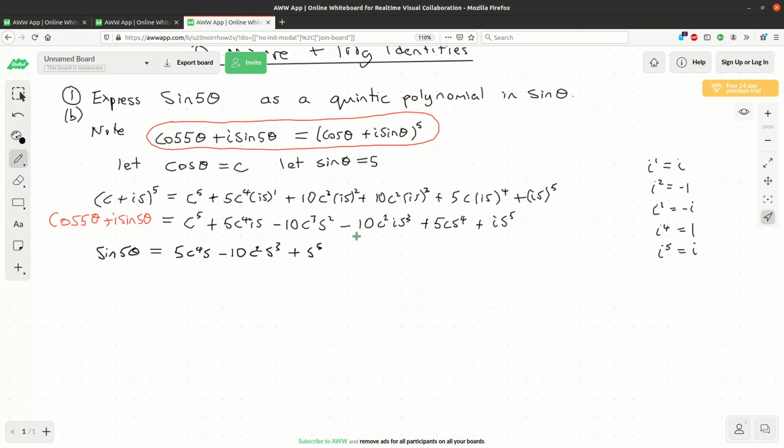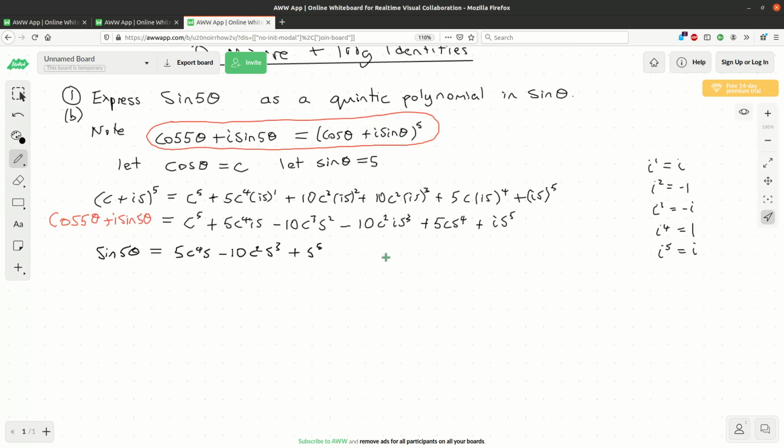Because all the other ones, just to make it clear, because I feel like I've faffed this explanation, all the other ones are for cos 5 theta. If you had to express cos 5 theta as a quintic polynomial in cos theta, then you would use c to the power of 5 minus 10c cubed s squared plus 5c s to the power of 4. And then you could turn that into whatever you wanted to turn it into.